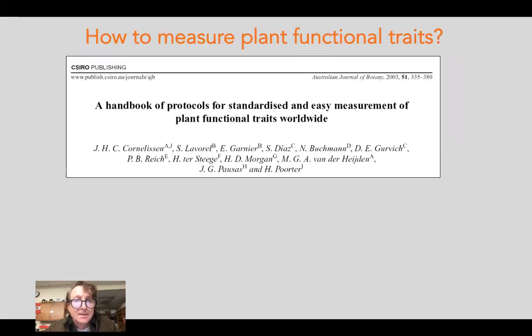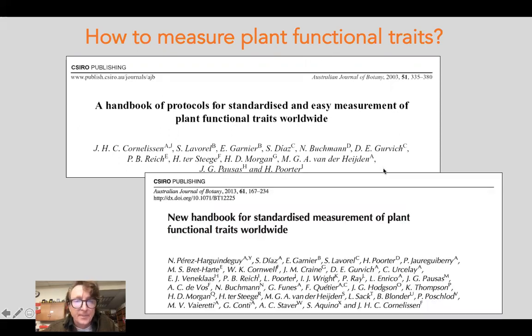So how do we measure plant functional traits? Within each of our different groups, we're going to be talking more about the methodologies that we're going to be using. But if you haven't done so already, I would point you to this handbook and protocol for measurements of plant functional traits worldwide. I'm showing you an older version of this, one of the original ones that was published in 2003. There's now an updated version that goes into a little bit more detail, published in 2013. So here is the new handbook. It's still basically the same handbook, but it's updated.